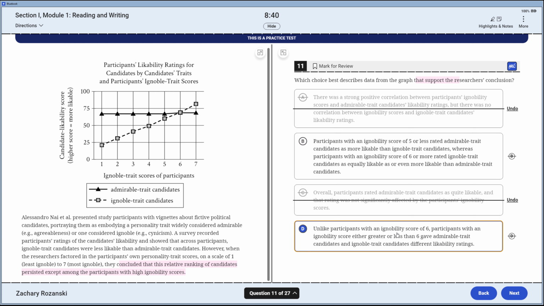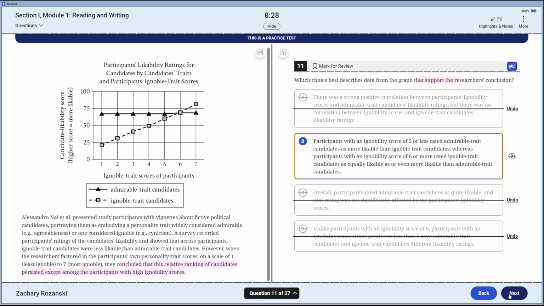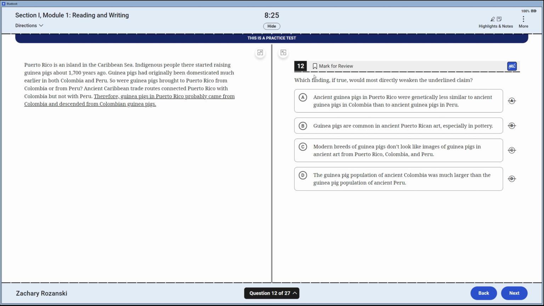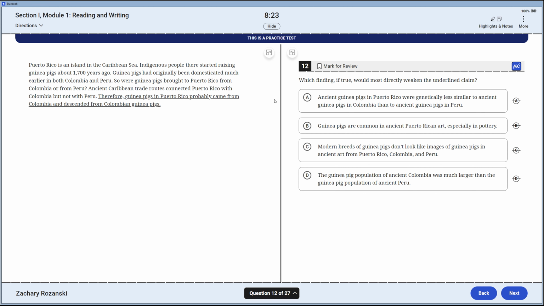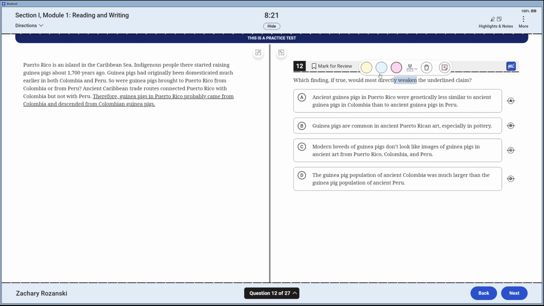This does give us change, but it was giving us change both above and below, and that's not what I want. This is saying that below, they liked the admirable, but once we got to a certain level of toxicity within the participants, they started loving toxic people. So let's go and weaken a claim here.